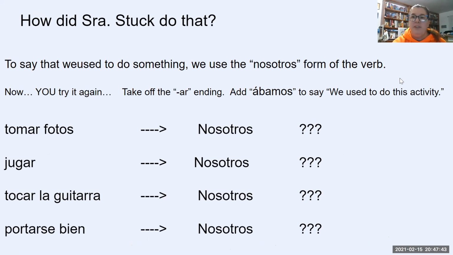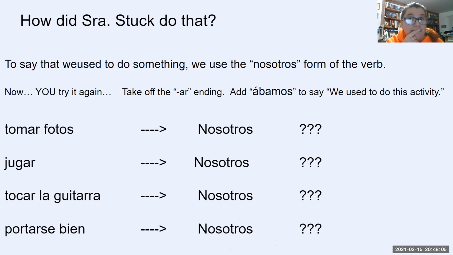All right, now I want you to give this a try on your own. Tomar fotos, take off the AR. Jugar, take off the AR. Tocar la guitarra, take off the AR. Portarse bien, take off the AR. Ready? I want you to try writing it on your own. I want you to come back after you pause the video and see how you did. Ready? Go.